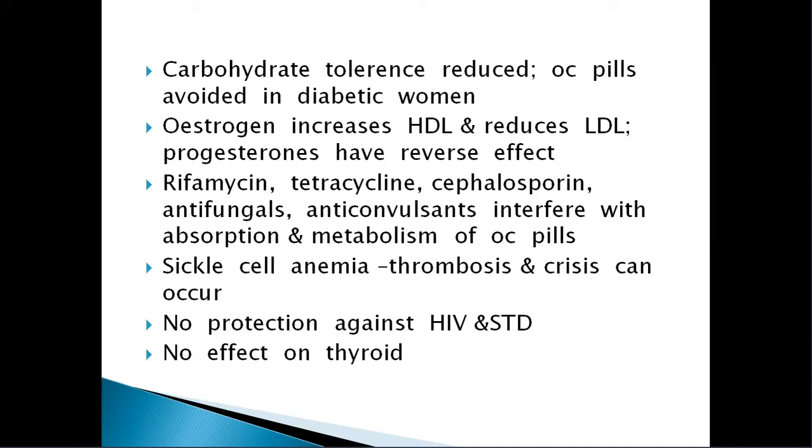Then, in patients with sickle cell anemia, thrombosis and crisis can occur because estrogens in the OC pills are notorious for causing venous thrombosis, and when thrombosis occurs, a sickle cell crisis will be precipitated, and blockage and necrosis of various organs and tissues can occur. So, these are not good for sickle cell anemia patients. And because it is not barrier contraception, there is no protection against HIV and STDs, and there is no effect on thyroid function.